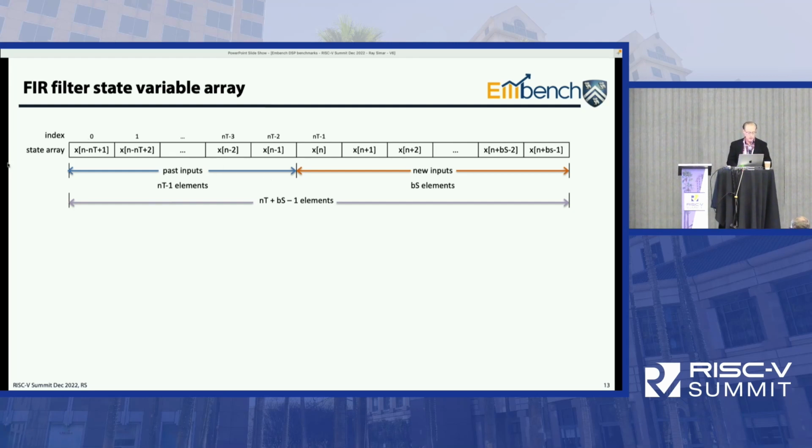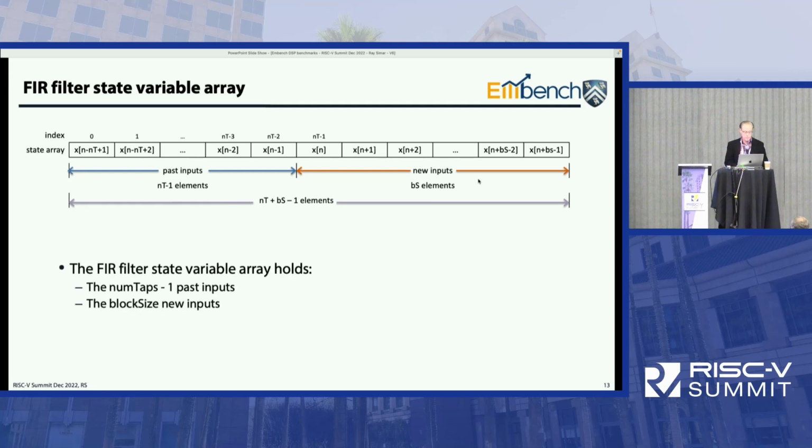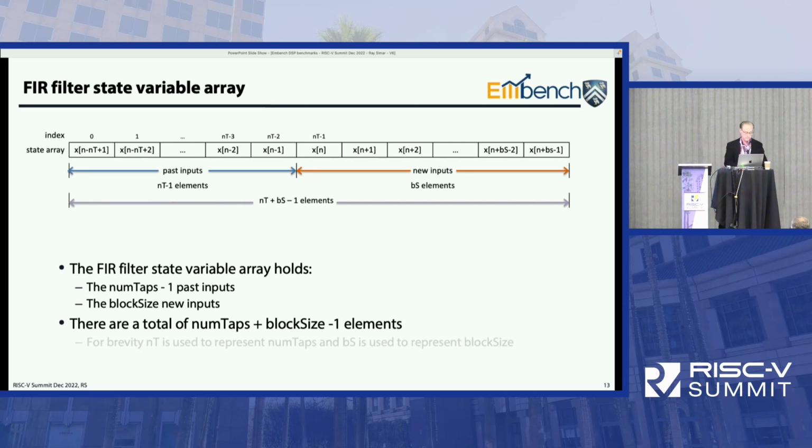So this is our state array or our state variable vector. And what we are going to have for our filter, we're going to have the past inputs. That's what the FIR is going to work. And we're going to have a block of new inputs. This storage is number of taps plus the block size minus 1. Think of this as a vector that we need to keep around. All right, so it has ramifications on the data size that we'll have to use with this filter.